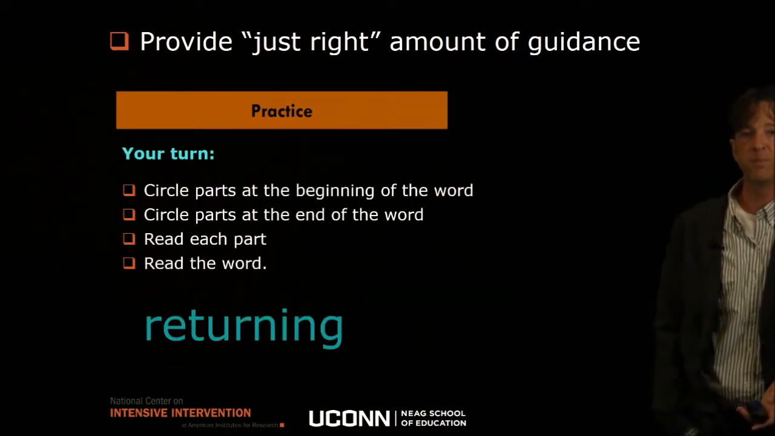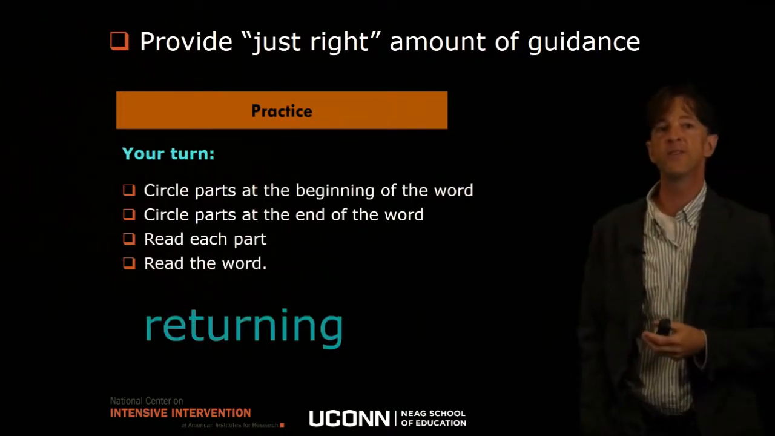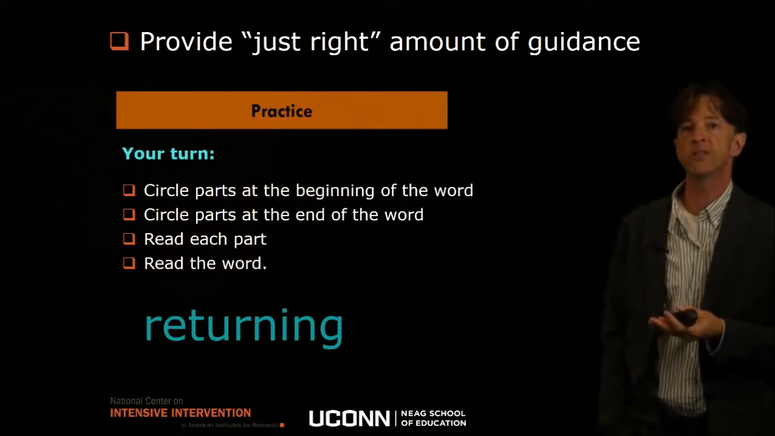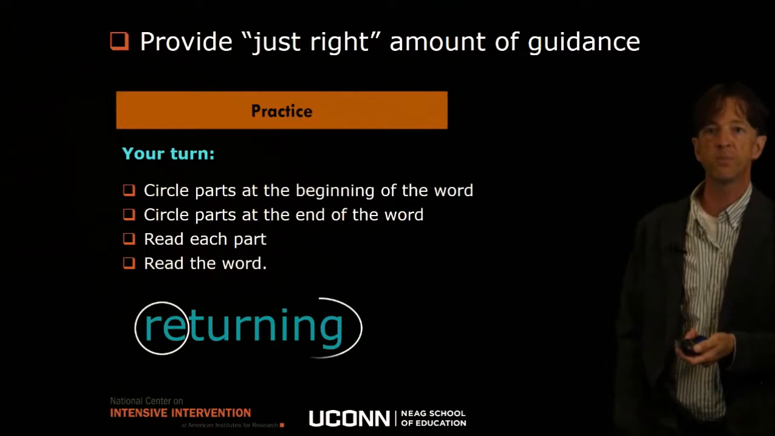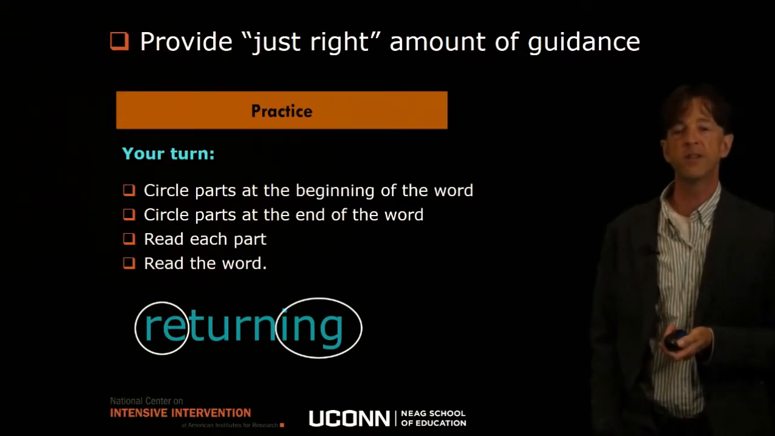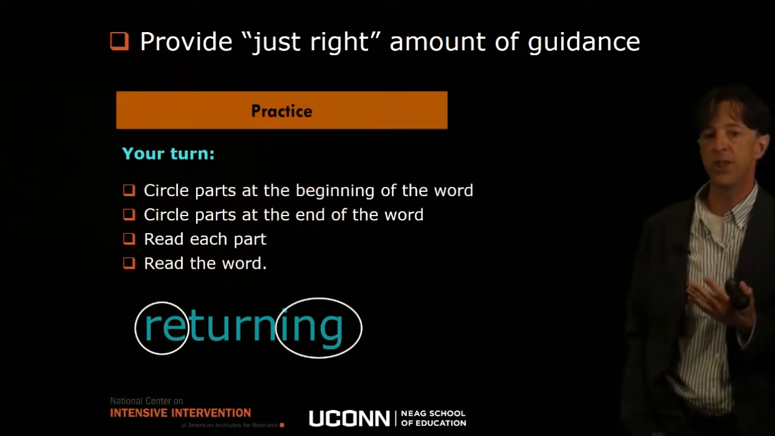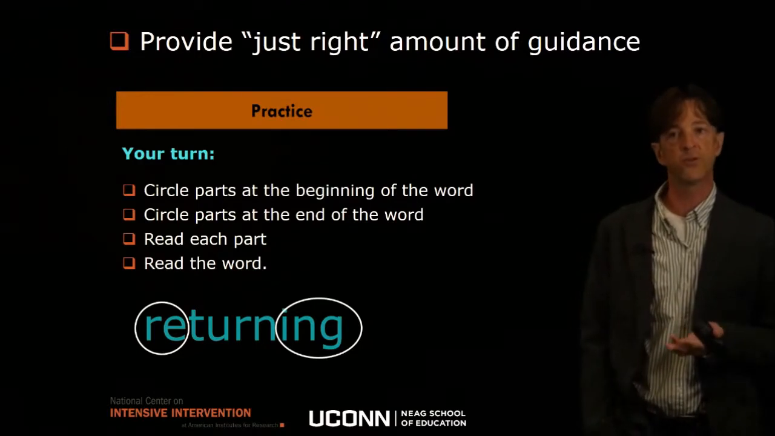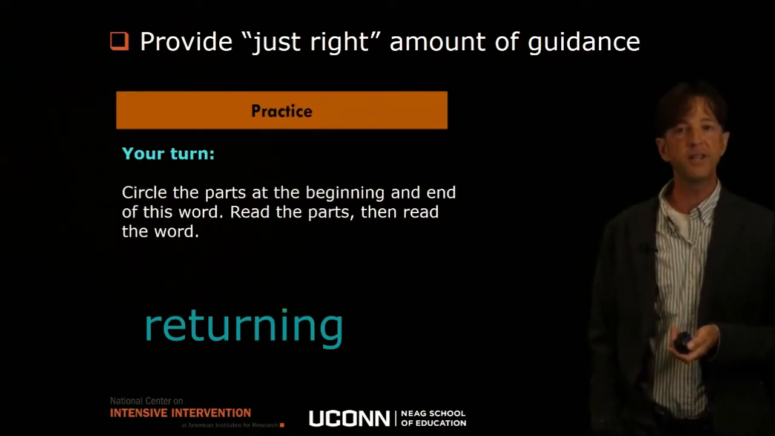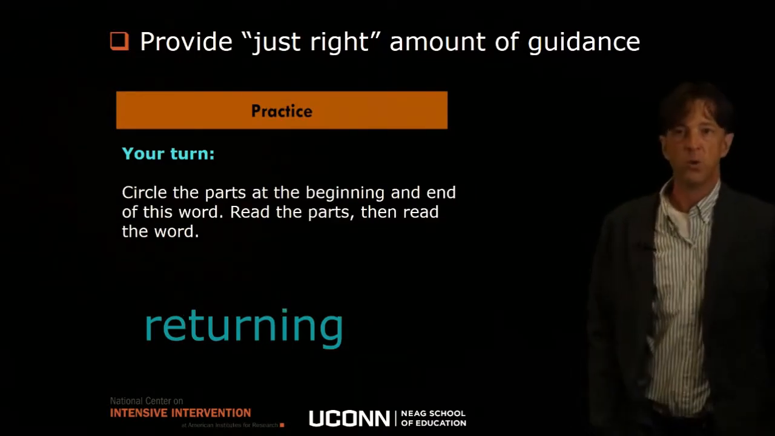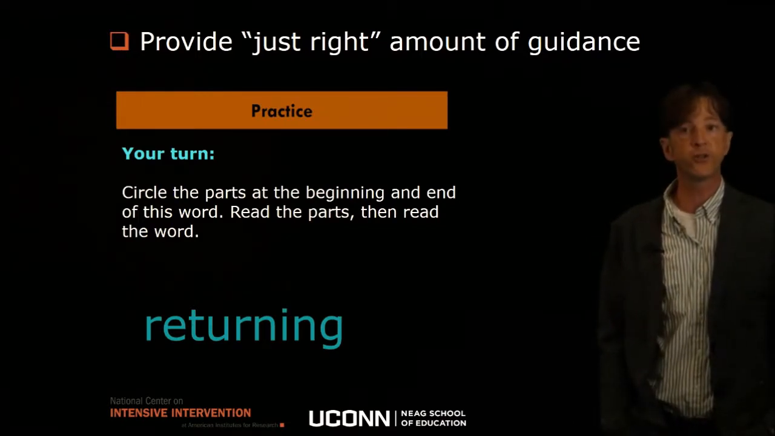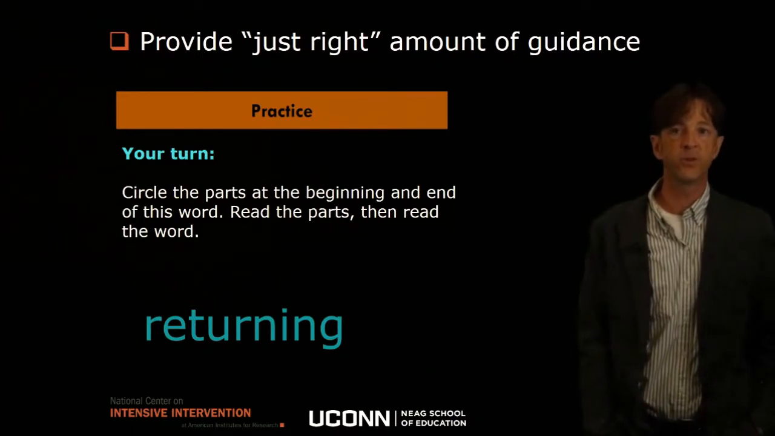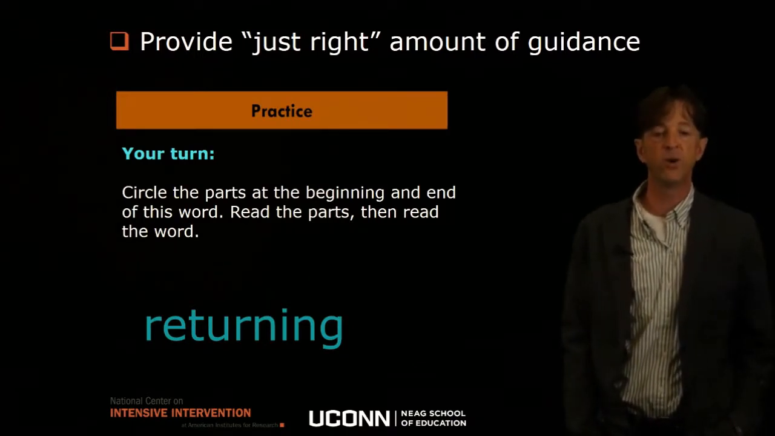So we looked before and said that we would want to give kids guided practice going through each of the parts of this strategy, right? Your turn to circle the parts at the beginning of the word, and circle the parts at the end of the word, and then read each part, and then read the word. And that might be the just right amount of guidance when we're first learning the strategy. But then down the road, we might say, all right, you know how to do this, so it's your turn. You're going to circle the parts at the beginning and the end of this word. Then you're going to read the parts and read the whole word.